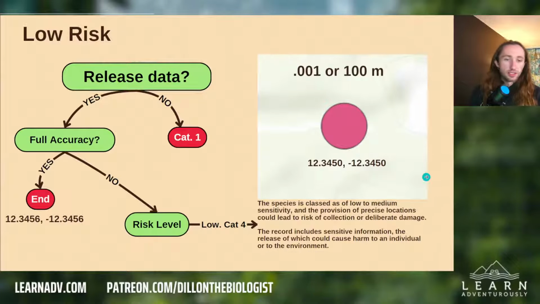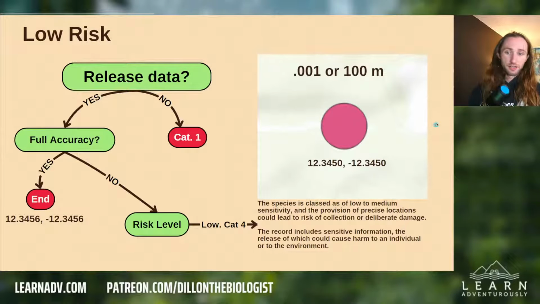And this is what truncated data would look like. So again, if we gave this data as 12.3456, that would be a very, very fine scale point. That would be about 10 meter accuracy. But by just chopping off one of those numbers, just saying, make that 6, turn it to a 0, now we have 100 meters accuracy. And so these are species classified as low to medium sensitivity. This is category 4 in this GBIF documentation. And it's really just low to medium sensitivity organisms.